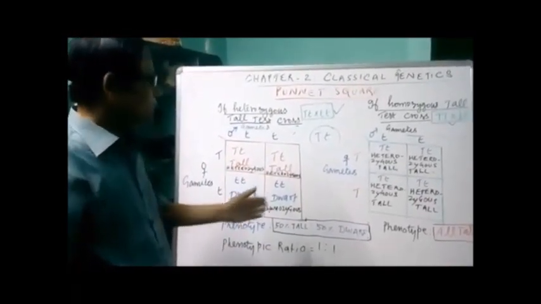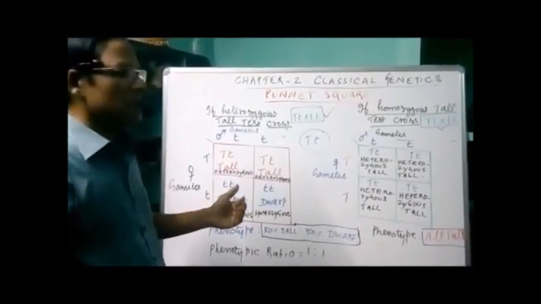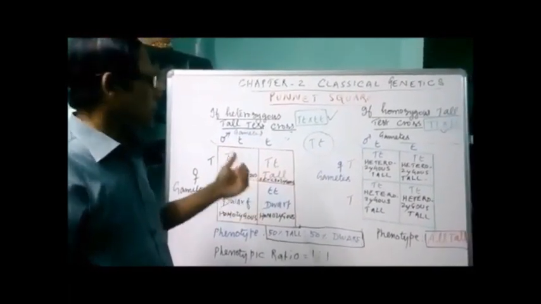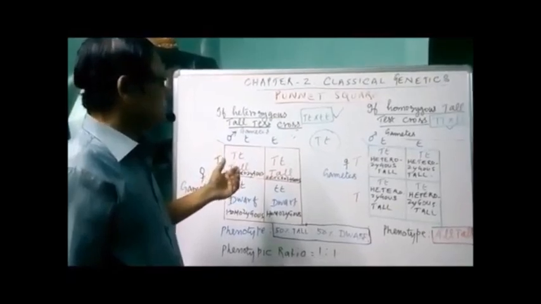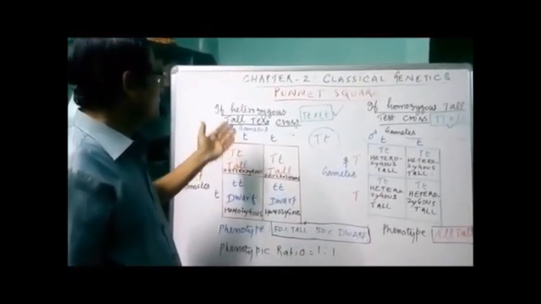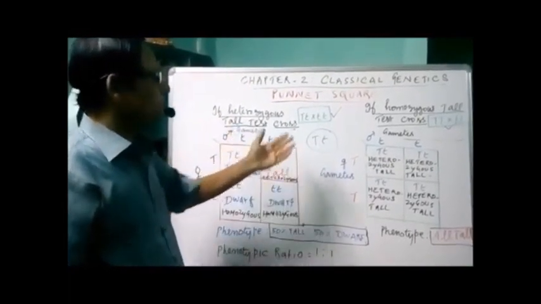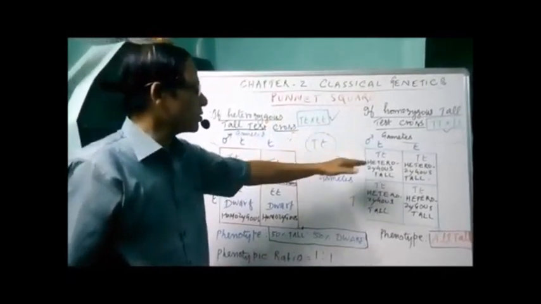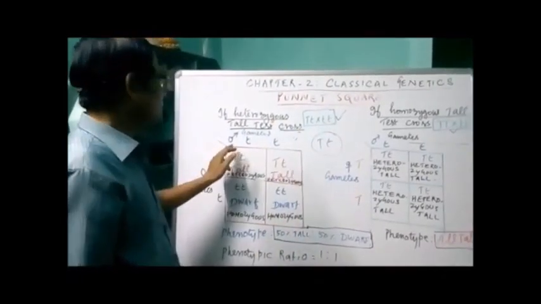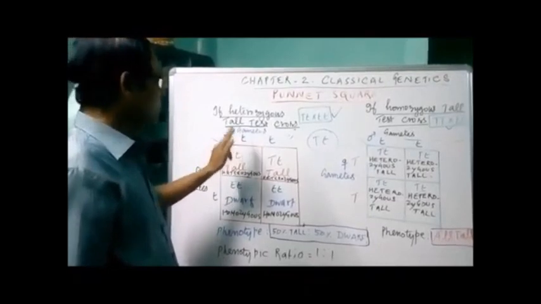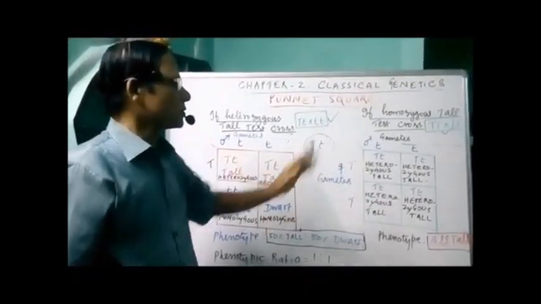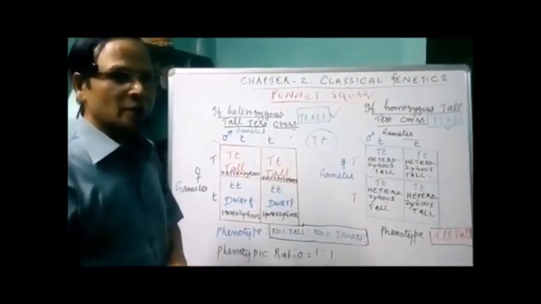So these are the two squares explaining the back cross, the recessive back cross and the test cross. We are taking what is called the heterozygous tall test cross and the homozygous tall test cross, otherwise called a dominant back cross, and this is otherwise called a recessive back cross. So recessive back cross and dominant back cross are named based on the nature of the parent involved.